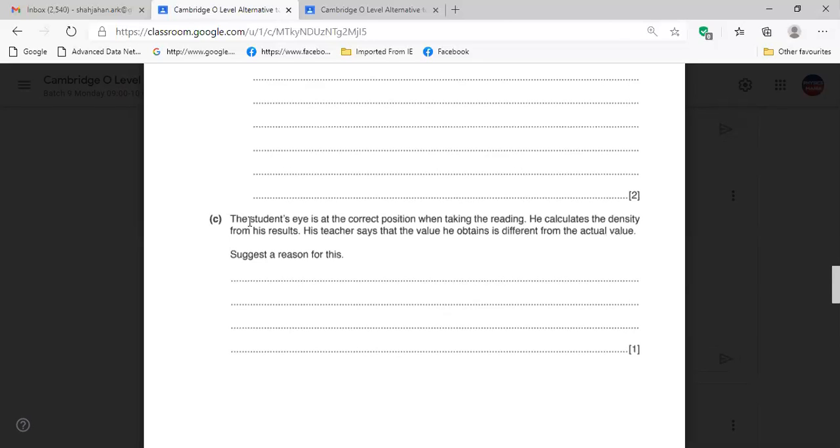The student's eye is at the correct position when taking the reading. He calculates the density from his results. His teacher says that the value he obtains is different from the actual value. Suggest a reason for this. Yeah, what could be the possible reason? Any idea? Any opinion, please?